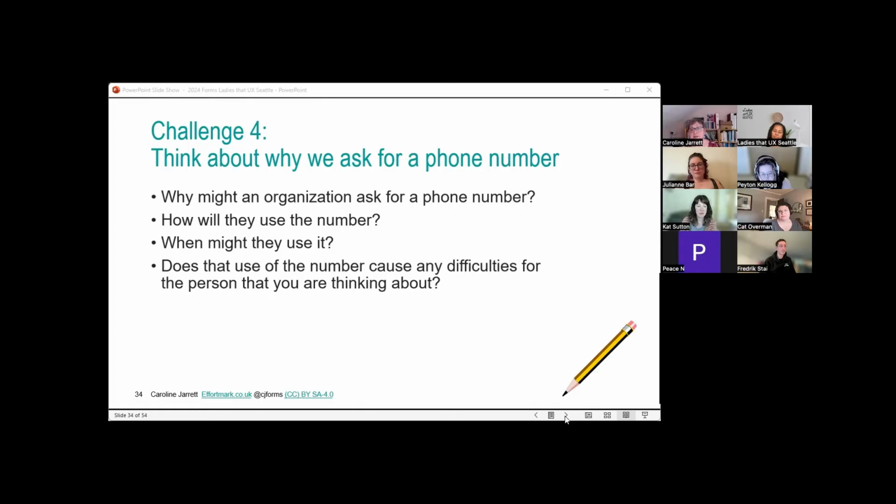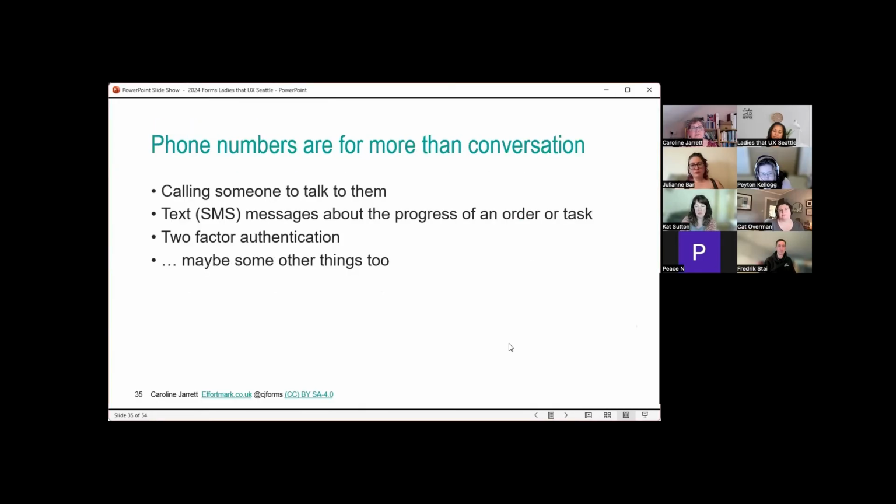So thank you for those great suggestions. And I did think of some of them. I did think about calling someone to talk to them. I mean, that still happens. I thought about the SMS messages about progress of a task. Hannah's added an emergency alert, and then two-factor authentication, which is the first one that came to mind. So there are quite a lot of other things. We've added the compliance and the emergency alert for municipality to part of that. So we have quite a lot of different purposes.